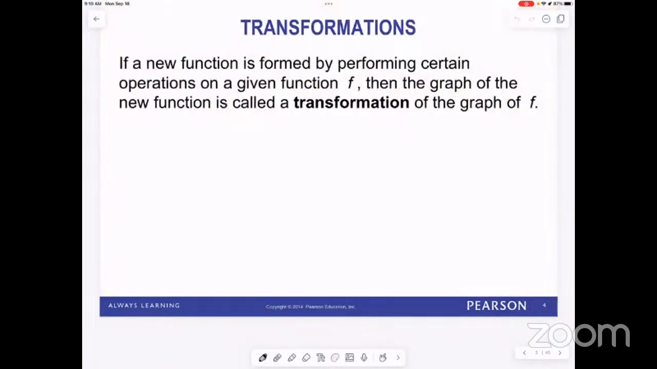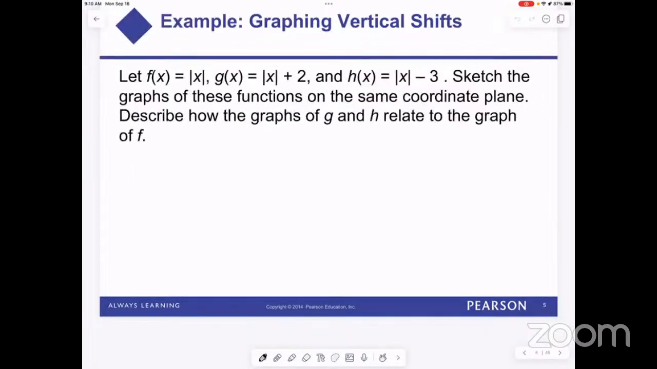If a new function is formed by performing certain operations on a given function f, then the graph of the new function is called a transformation of the graph of f. So let f of x be the absolute value of x, g of x be the absolute value of x plus 2, and h of x be the absolute value of x minus 3. Sketch the graph of these functions on the same coordinate plane and describe how the graphs of g and h relate to the graph of f.